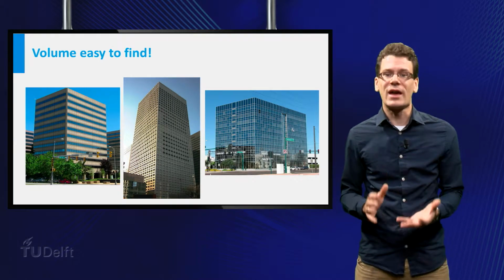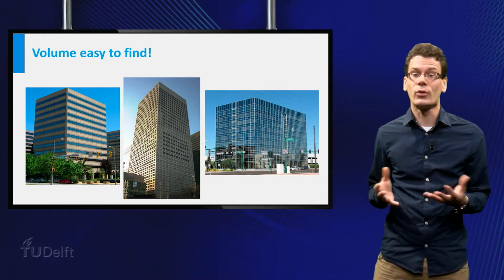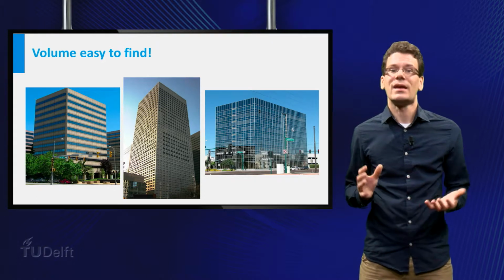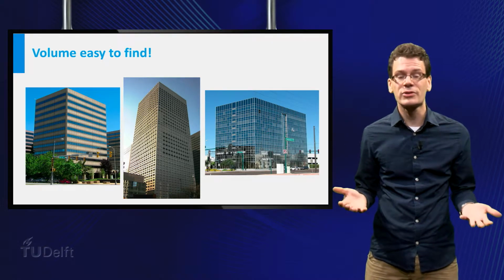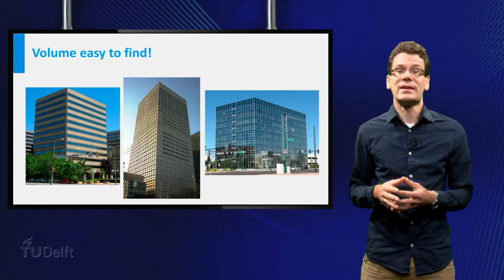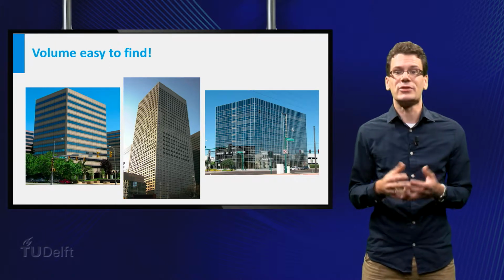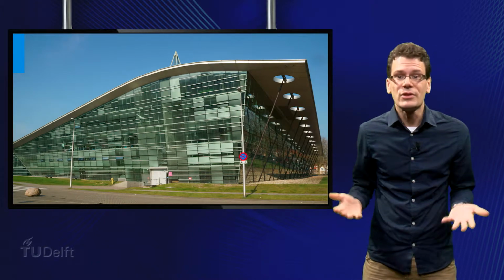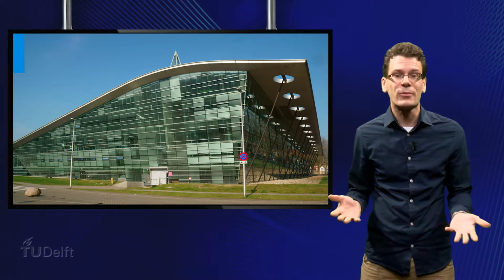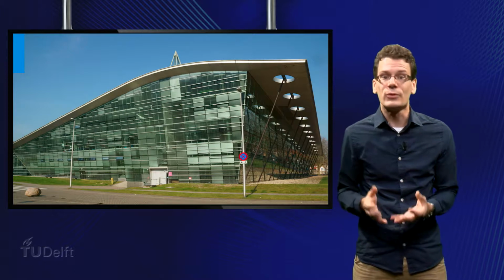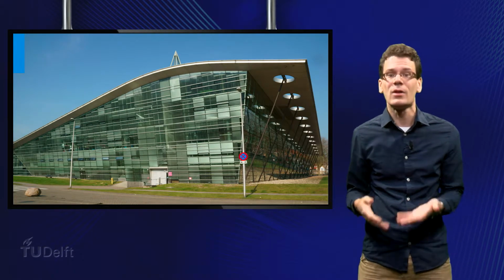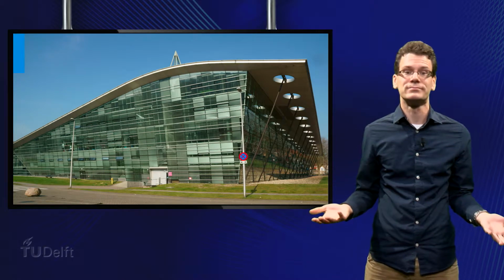Suppose you are asked to design a suitable air conditioning system for an office building. Then you need to know the volume of that building. If the building has the shape of a rectangular box, like many office buildings, then estimating the volume is easy. It is the base area times the height. But what if it is not a box, like the Delft University Library? As you see, its roof has a rather fancy curved shape. How to determine the volume of a building with a curved roof?